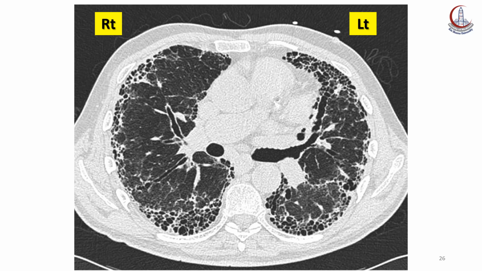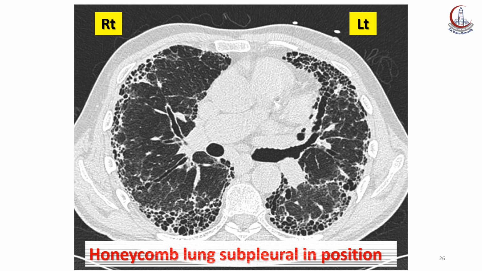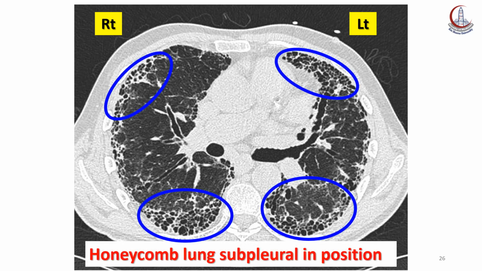This is a CT picture. This is the heart, spine, aorta, and other structures here. Right or left lung, and right lung. Both lungs showed cavities, peripheral or subpleural here, here, and here. It is called, yes, honeycomb subpleural distribution.